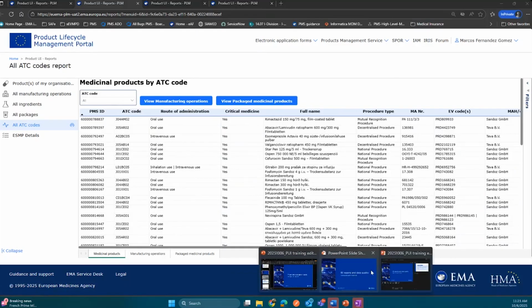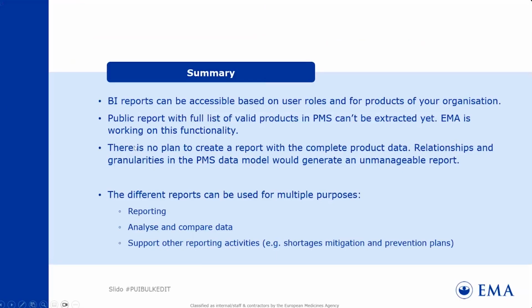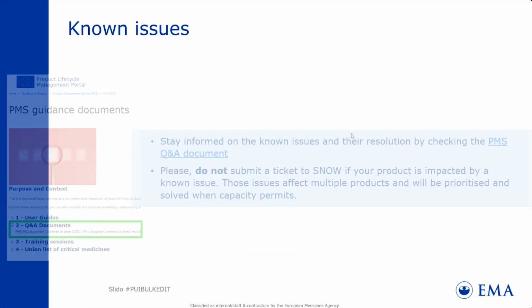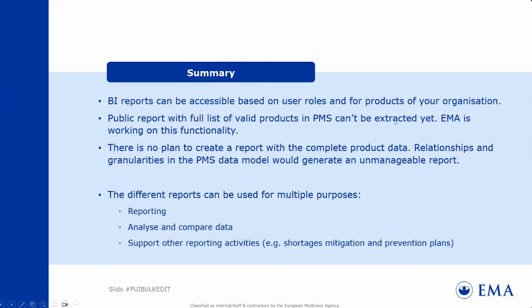Apart from that, just in summary, the BI reports can be accessible based also on the user roles and products of your organization. So if you get access to a specific org ID, you will have the BI reports for those products. We have a public report with a full list of valid products, but you cannot extract it yet, and we are working on this functionality.